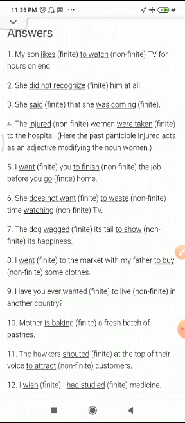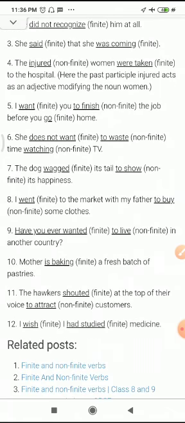Understood? Now, she does not want: finite. And to waste is non-finite. Understood? Time watching: non-finite. The dog walked: finite. To show: non-finite. Went: finite. Question number 8. To buy: non-finite. Have you ever wanted: finite, to live: non-finite? Okay. Mother is baking. Baking is finite because this is in the tense. A fresh batch of pastries. Now, shouted: finite, and to attract: non-finite. Look at question number 11. And last but not least, I wish: finite, and I had studied: finite, because both are in tense.